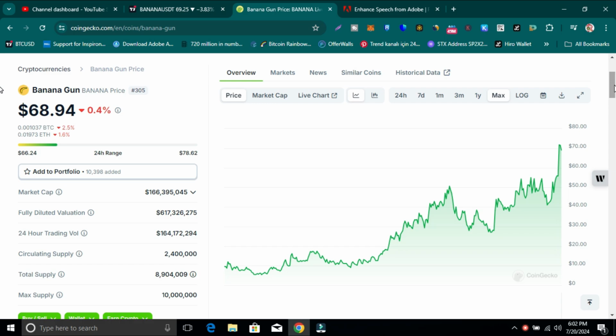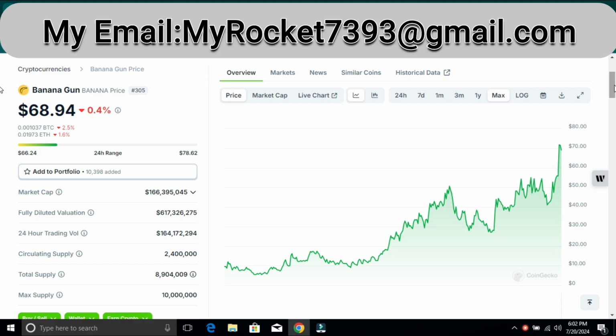Yes my dear friends, Banana Gun is listed on Binance exchange today. And the second reason is that this token's total supply is only 10 million, which is a very low supply token. I will try my best to give you perfect buying levels, perfect selling levels, and perfect bull run price targets. For this, please watch it completely.